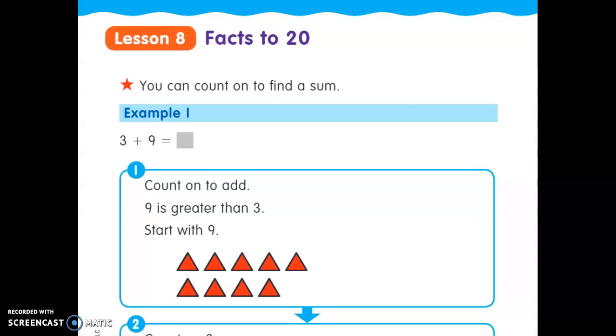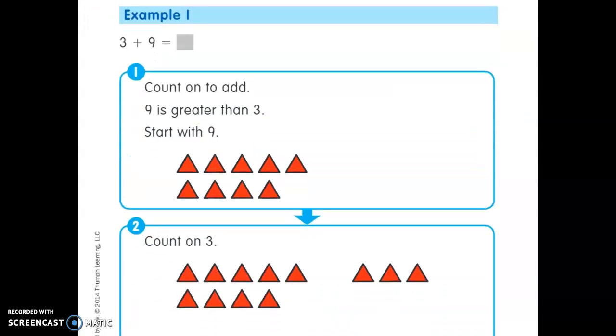Hi K2, so today for day 9, your lesson is on facts to 20. And yesterday you guys did the facts to 10. Today we're just adding more numbers. I want to start with the second page.